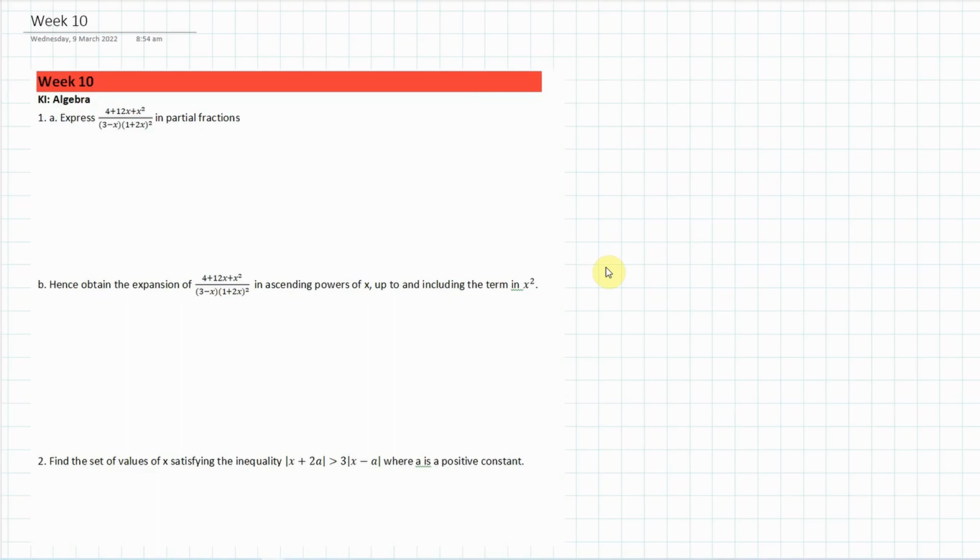Starting off with an algebra question. This is a past examination question. We're trying to express this in partial fractions. Given the denominator here, we're trying to get a over 3 minus x, plus b over 1 plus 2x, plus c over 1 plus 2x all squared. That's how we'd split that into partial fractions.